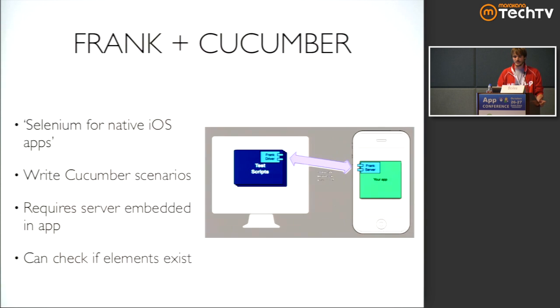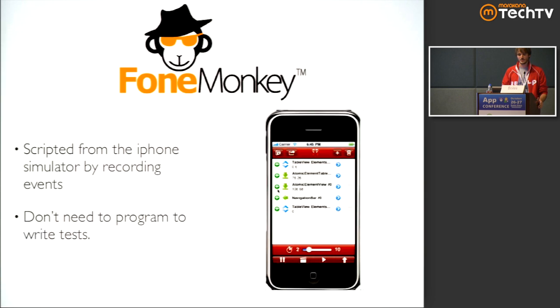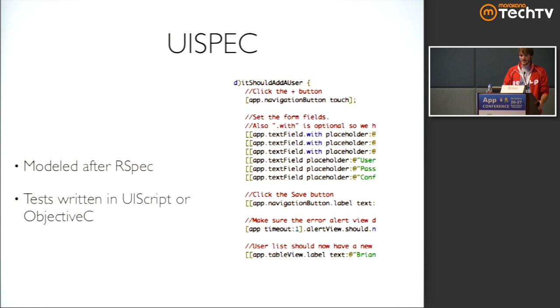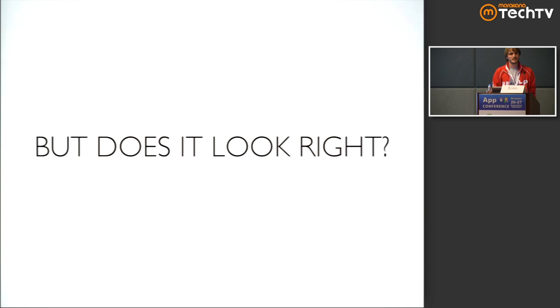There's Frank and Cucumber, and they try to be Selenium for native iOS apps, but they do that by checking if an element exists, like checking if a certain cell is in the list. There's also PhoneMonkey, which looked kind of cool. You can actually write UI tests from your device by, I don't know how it works, magic, I guess. Also UISpec. But I didn't find anything that would check and make sure that it all looked right. I didn't find anything that would have caught that case of the button existing, but being too small to see or being hidden.